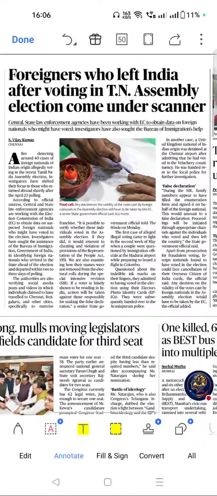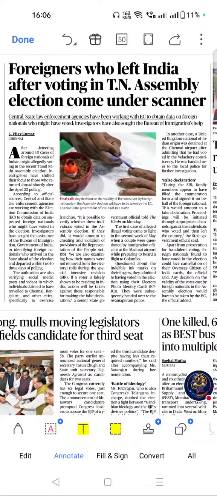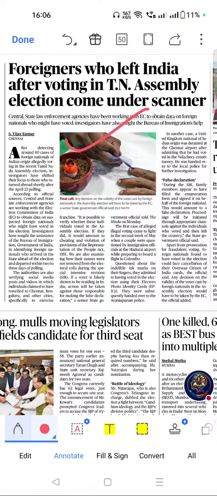Next important article from this page, page number 4, was this one. Foreigners who left India after voting in Tamil Nadu Assembly elections come under scanner.